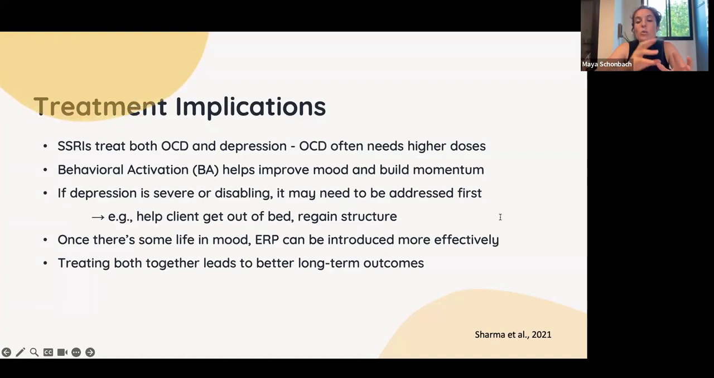That being said, once the person has gained a little bit of energy, motivation and momentum, then you should start the ERP. You shouldn't delay the ERP for too long because it's best that these conditions are treated in parallel. Treating both together really does lead to better long-term outcomes. Even if they're staggered slightly, that leads to better outcomes long-term. Treating one and ignoring the other could lead to relapse or partial response. So it's important to treat them in an integrated manner, but that's also flexible, definitely not treating either or.